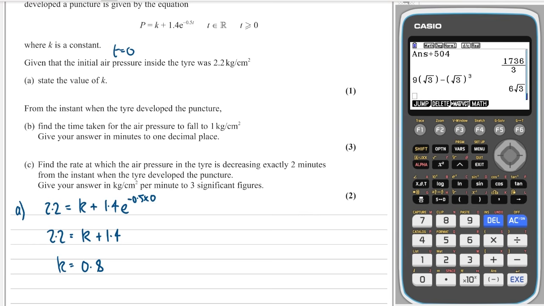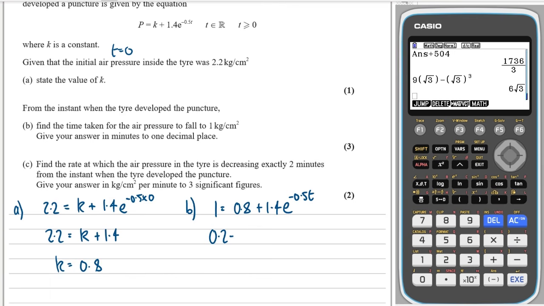Okay, great. And then it says from the instant when the tyre developed a puncture, find the time taken for the air pressure to fall to 1. So part B, we want the air pressure to be 1. We know k is 0.8, and that's plus 1.4 e to the minus 0.5 t. We can subtract the 0.8 from both sides. So this gives me 0.2 is equal to 1.4 e to the minus 0.5 t.